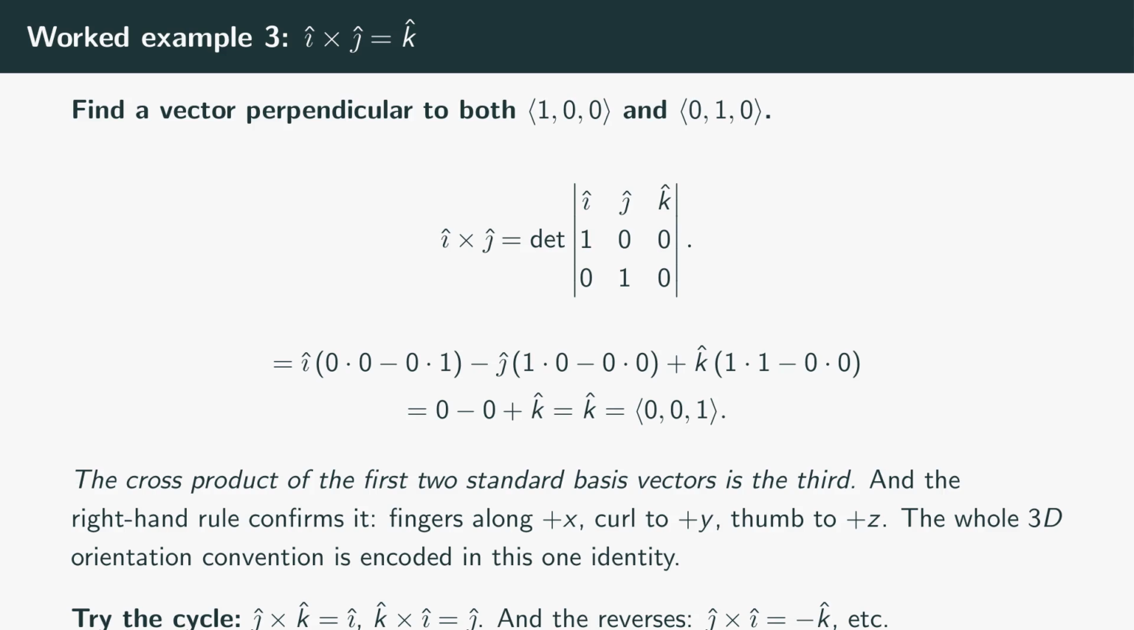Third worked example, a sanity check classic. Find a vector perpendicular to both the vector 1, 0, 0 and the vector 0, 1, 0. These are i hat and j hat, the first two standard basis vectors. We know the answer should be along the z-axis. Let's see if the cross product agrees.